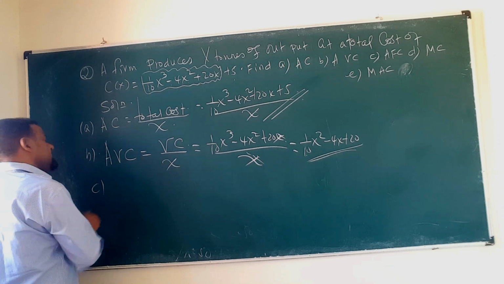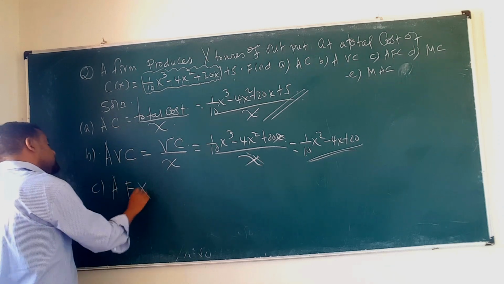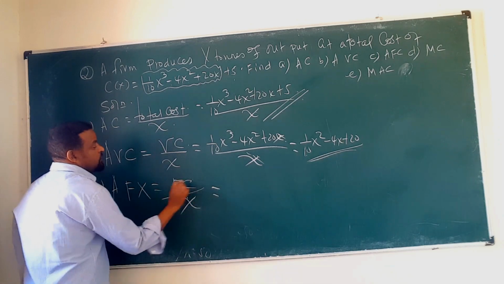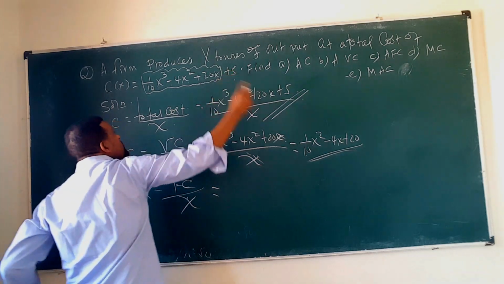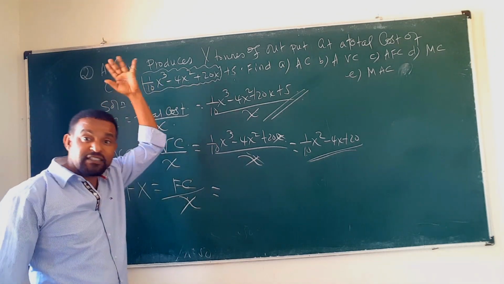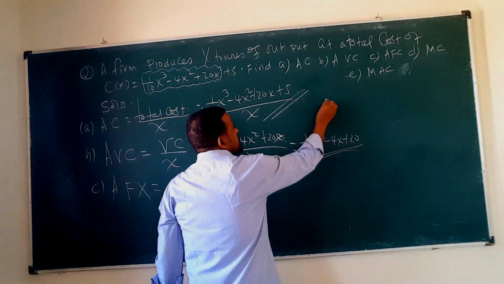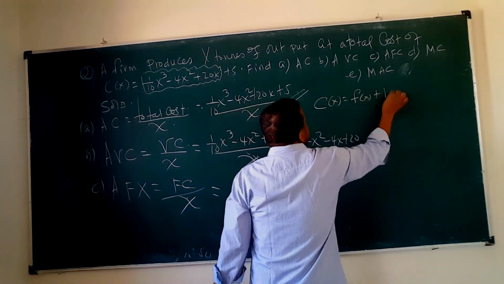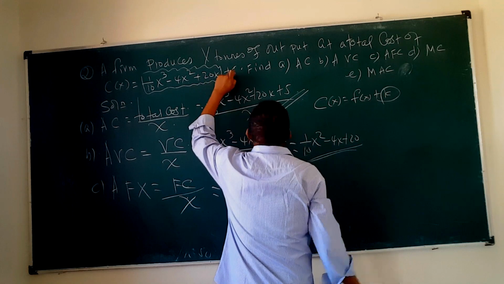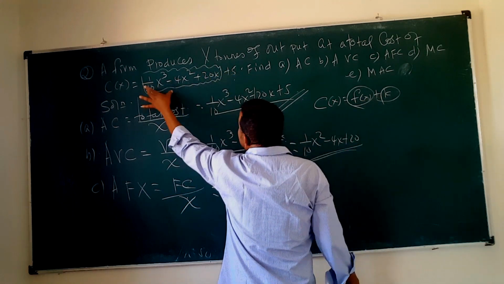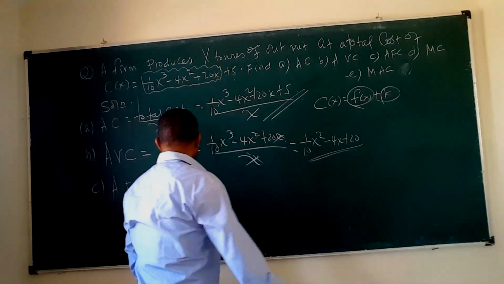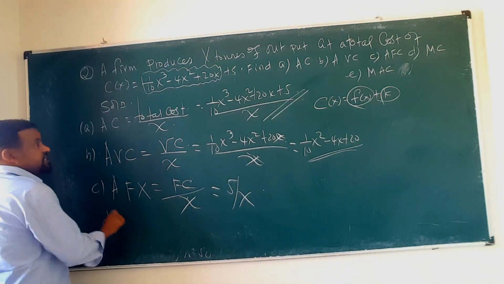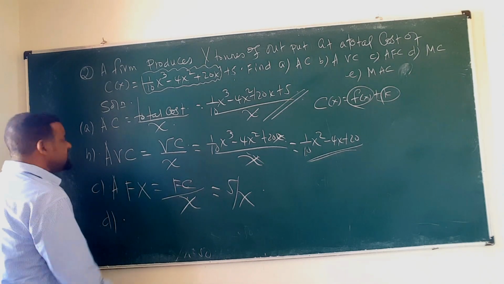Question number C is the average fixed cost. The average fixed cost is given by fixed cost divided by the quantity x. What is the fixed cost? You know that total cost is variable cost plus fixed cost, right? Don't forget this. Total cost is the variable cost plus the fixed cost. Our fixed cost ታችን ማን ነው? 5. The variable cost ታችን ማን ነው? ከዚህ እስከዚህ ያለው. So which is 5 over what? X.